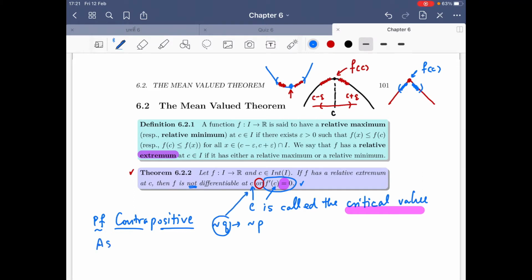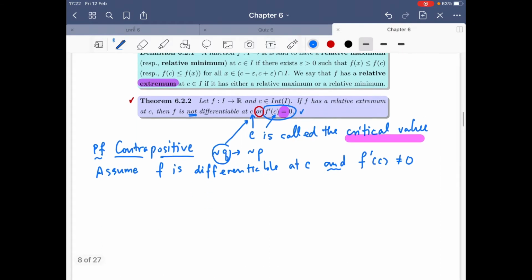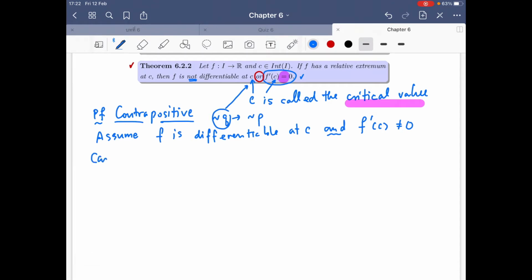So we are going to assume that f is differentiable, as the negation of f not being differentiable, so f is differentiable at c, and instead of OR we have AND, of course f prime at c is not equal to 0, the negation of f prime at c equals 0. So immediately you get two cases. The first case, f prime at c may be positive.